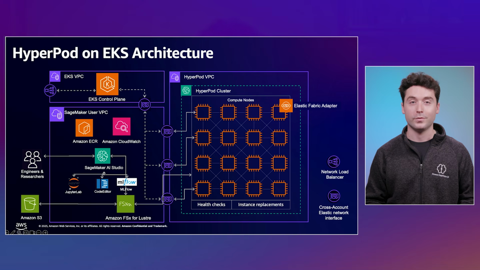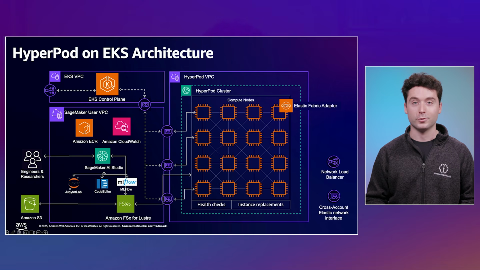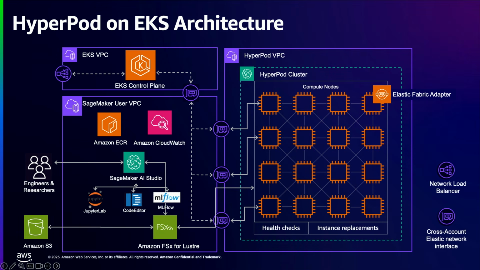Next, we have our EKS VPC, which contains the EKS control plane in an AWS managed environment. The EKS control plane is a fully managed set of Kubernetes master components, including the API server, scheduler, controller manager, and the etcd key value store. That provides a secure, dedicated API endpoint for your cluster's worker nodes and clients to interact with. The control plane communicates with your VPC through elastic network interfaces.